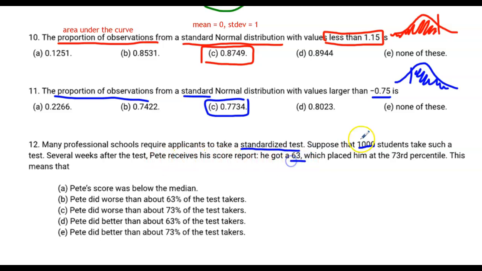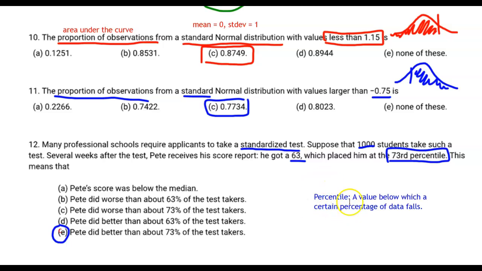He got a 63. That's maybe not so great, but it places him at the 73rd percentile, which means his score is higher than 73% of other students. This means that, oh, wait, it's just literally asking about percentiles? Great. That means that he scored better than about 73% of the test takers. That's literally the definition of percentiles. Definition for your knowledge is a value below which a certain percentage of data falls. So that means 73% of the people who took this standardized test got a 63 or below.